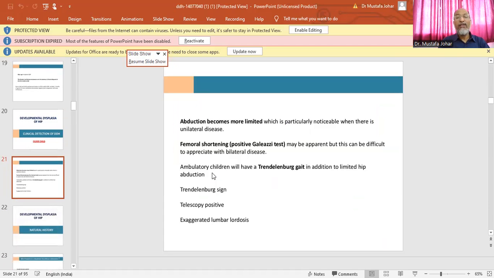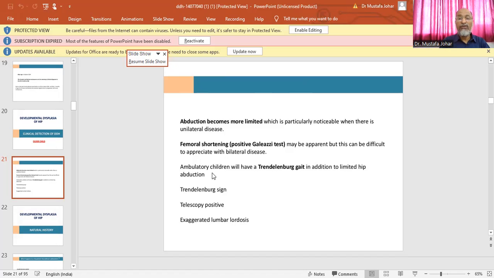Then in the older child, the abduction becomes more limited, which is particularly noticeable when there is a unilateral disease. A femoral shortening, that is the positive Galeazzi or Ellis test, may be apparent, but this can be difficult to appreciate with the bilateral disease, as we have said earlier. So ambulatory children will have a Trendelenburg gait in addition to the limited hip abduction, and you have got a Trendelenburg sign positive.